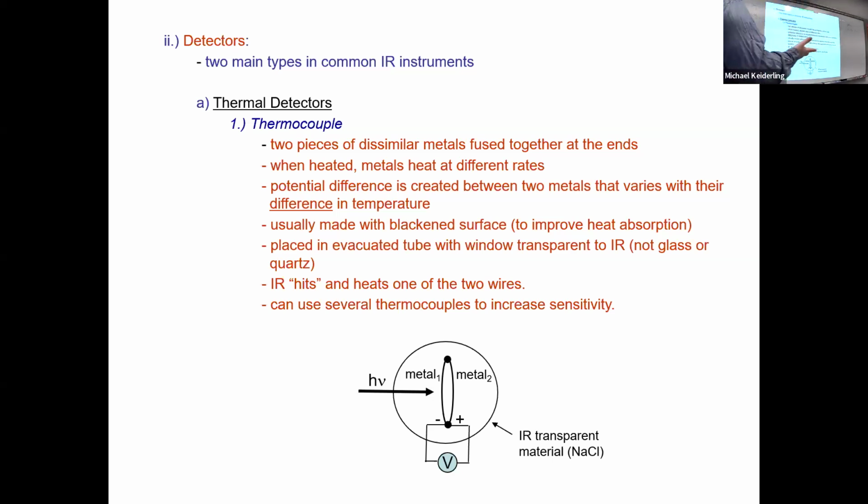These are usually made with a blackened surface to improve heat absorption. And you put them in an evacuated tube with a window that's transparent to IR. So not glass or quartz. The IR hits and heats one of the two wires. And you can use several thermocouples to increase sensitivity.